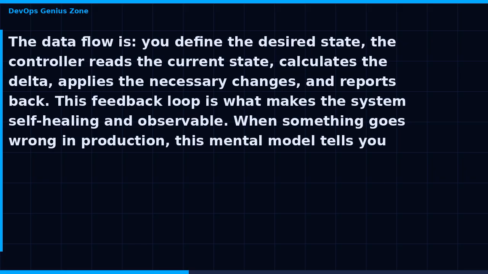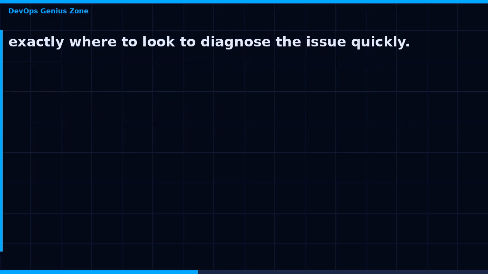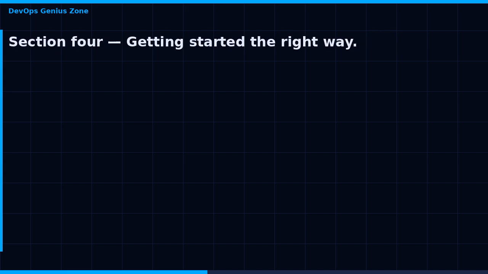Section 4: Getting started the right way. The most common mistake engineers make when learning how to reduce Docker image size by 80% is jumping straight into configuration without understanding prerequisites and requirements. Here is the correct sequence that senior engineers follow. First, understand the problem before touching any tooling.